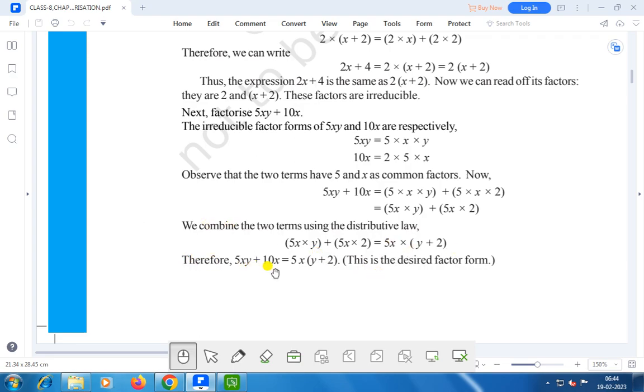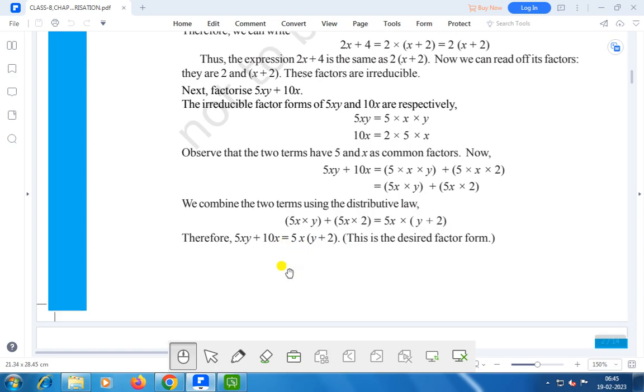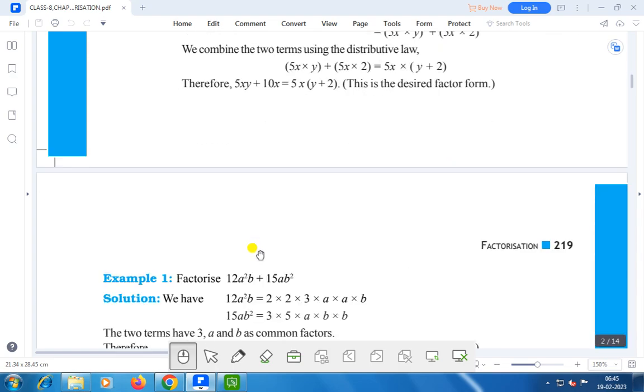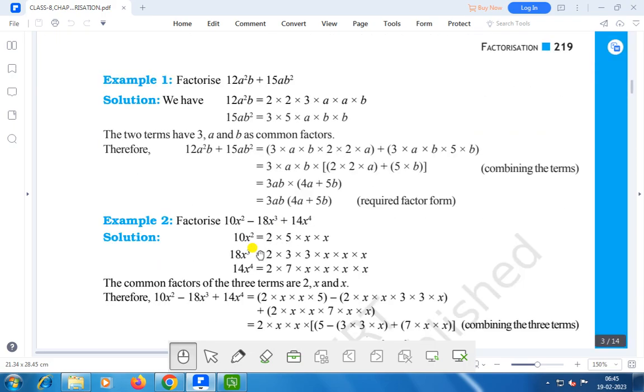Therefore, 5xy plus 10x is 5x into y plus 2, this is the desired factor form. Now, we'll solve some examples. Example 1: factorize 12a square b plus 15ab square.